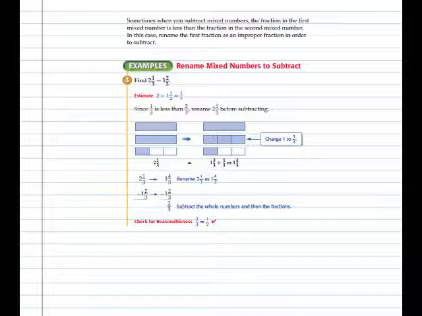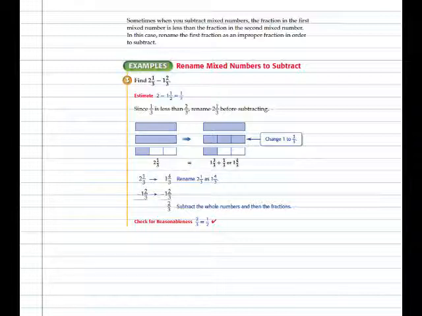Sometimes when you subtract mixed numbers, the fraction in the first mixed number is less than the fraction in the second mixed number. In this case, rename the first fraction as an improper fraction in order to subtract.